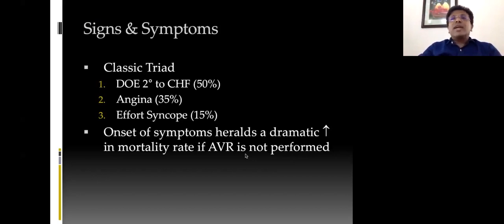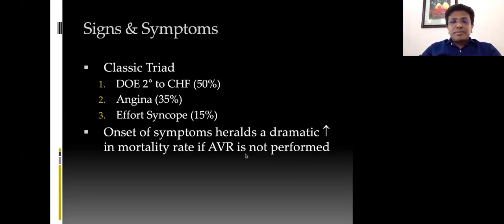It is important to know that severe aortic stenosis can be totally asymptomatic, and after the onset of symptoms, the patient deteriorates quickly. So onset of symptoms heralds a dramatic increase in mortality if we don't do anything. So it's very important that aortic stenosis per se can be severe but can be asymptomatic for a long duration of time. This is because the left ventricle hypertrophies and is able to maintain cardiac output by increasing the pressure in the left ventricle.